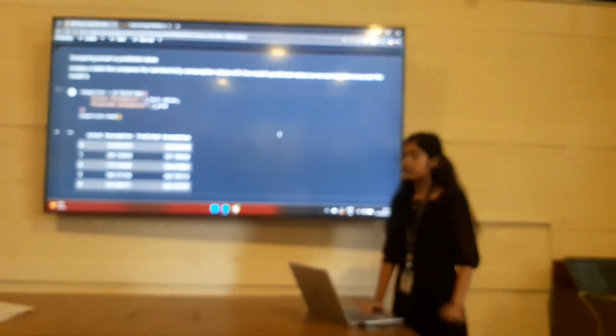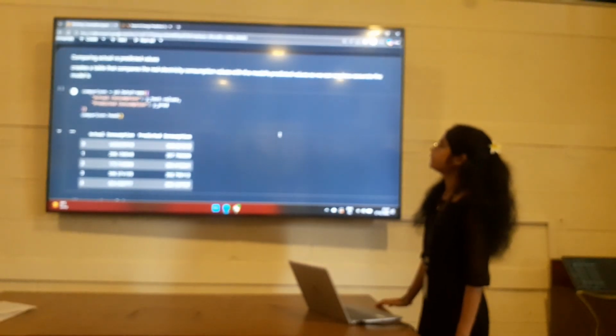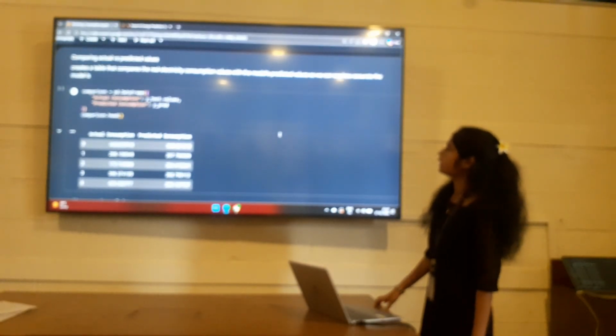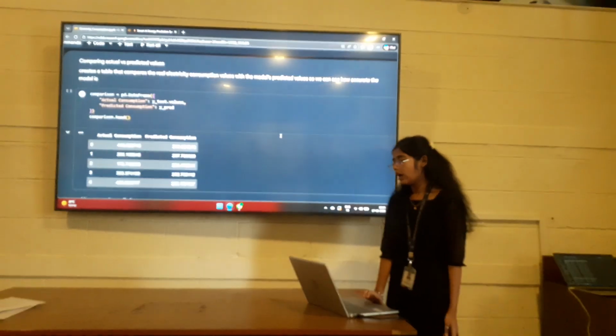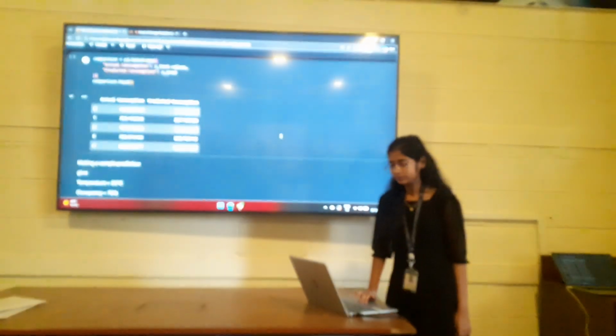Now comparing of actual and predicted values. It creates a table that compares the real electricity consumption values with the model's predicted values so we can see how accurate the model is.